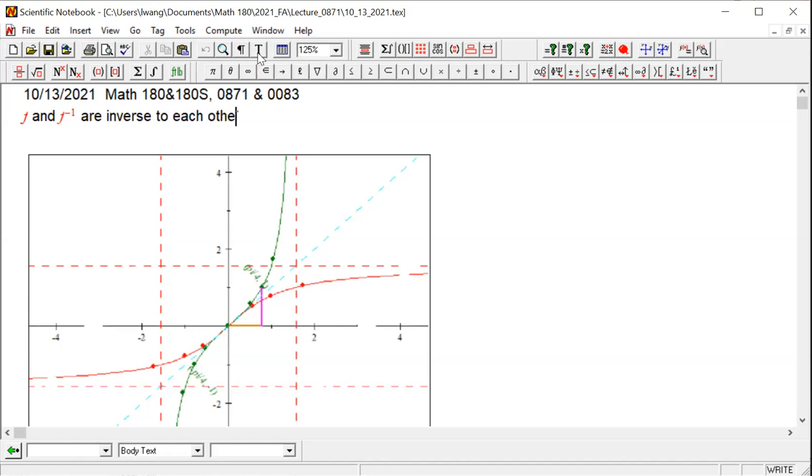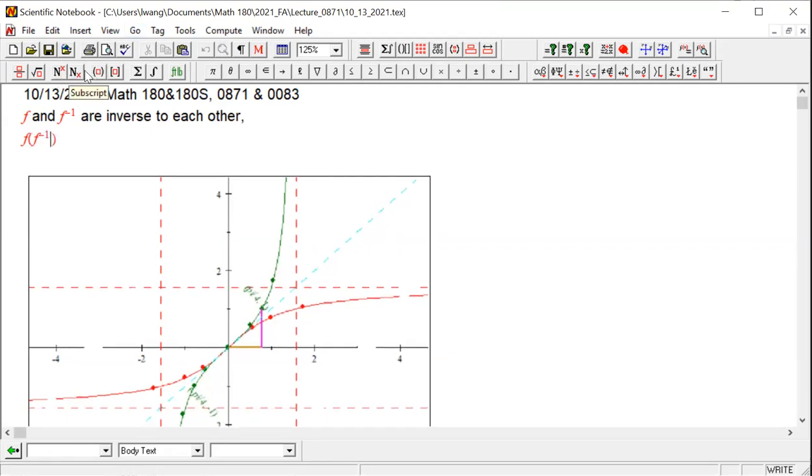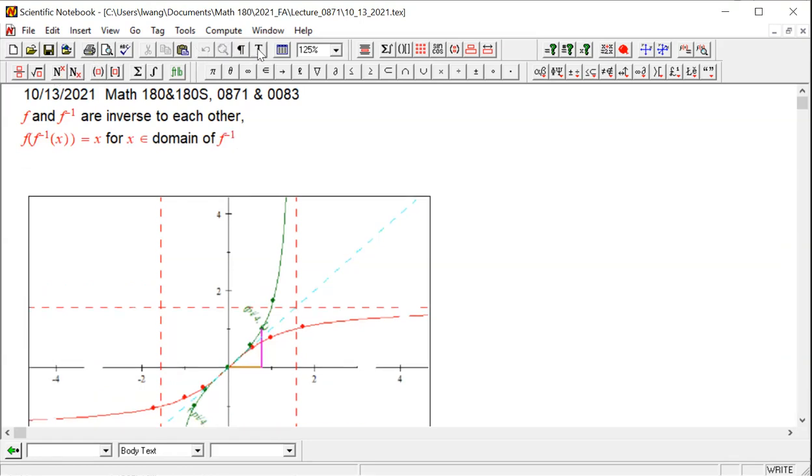With all the description we have mentioned, one's domain, the other's range, both are one-to-one, and so on and so forth. And we know that f of f inverse of x, remember that property? For x, x should be where? In the domain of what? Of f inverse. So this property will never change.